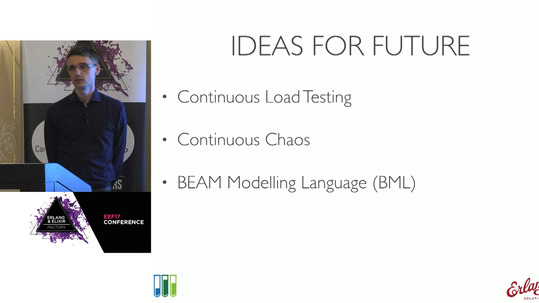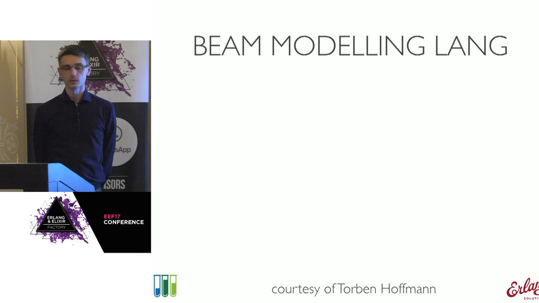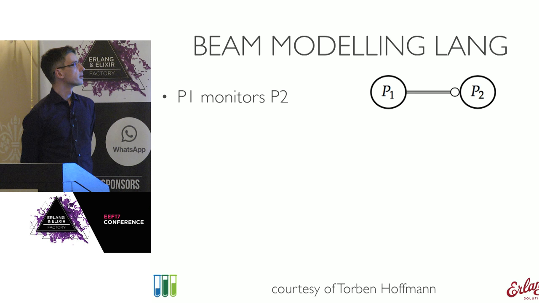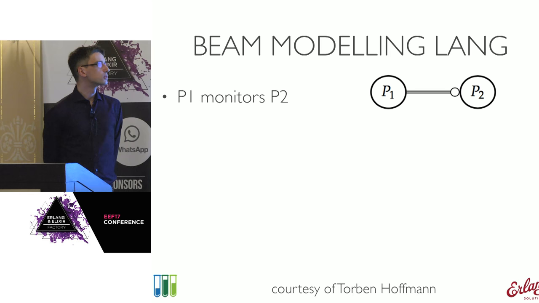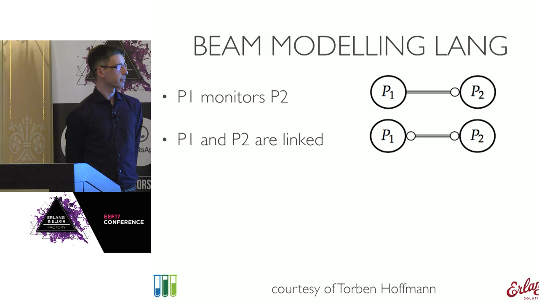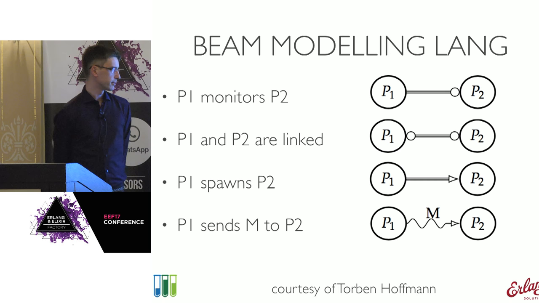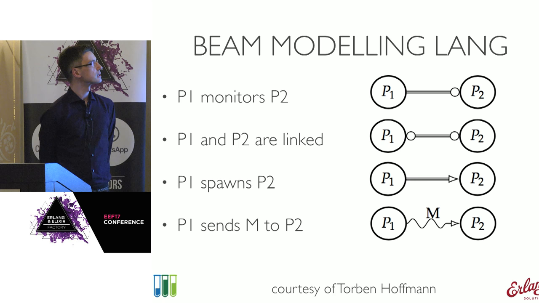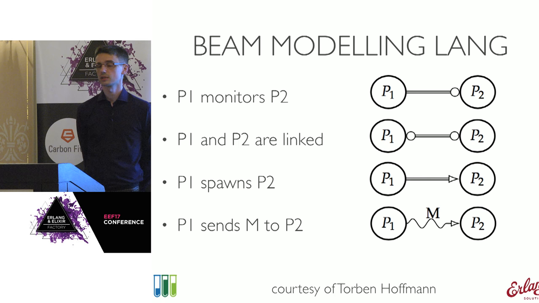Actually, this concept is not new. Torben Hoffman has come up with what he used to call Visual Erlang, and I put here on the slide some examples from his Visual Erlang notation. So for example, you could represent that one node observes, monitors the other through such visual shapes. Here you would represent two processes being linked, that one process spawns another, or a message being sent from one process to another. So I'm thinking that if we could use the WebGL canvas to draw some of those visual language properties, maybe it would help us translate the semantics of a system to a slightly more formal description, like in here.